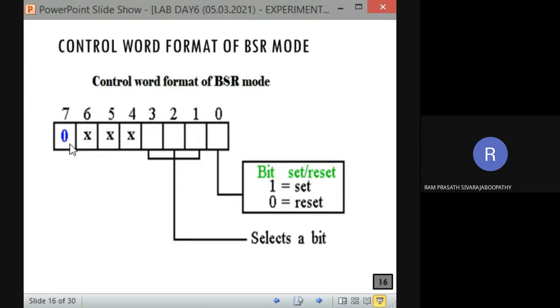Yes, 0. What about the next 3 bits? X, X, X. What it mean? Don't care terms. Very good. Don't care term. நல்லா கவனிக்கணும். BSR mode na adoda meaning புரிஞ்சிக்கணும். BSR mode அப்படினா bit set or reset.